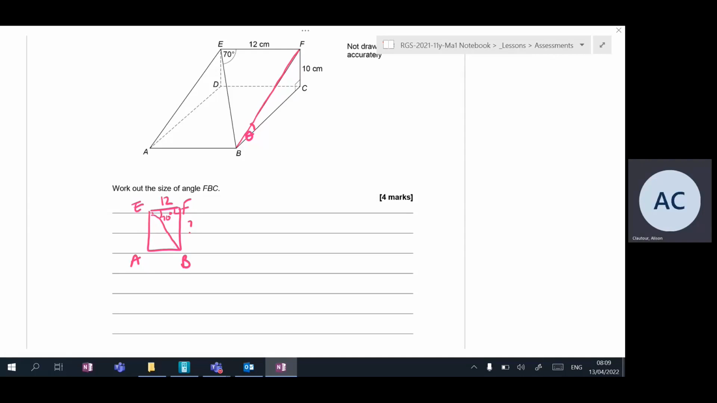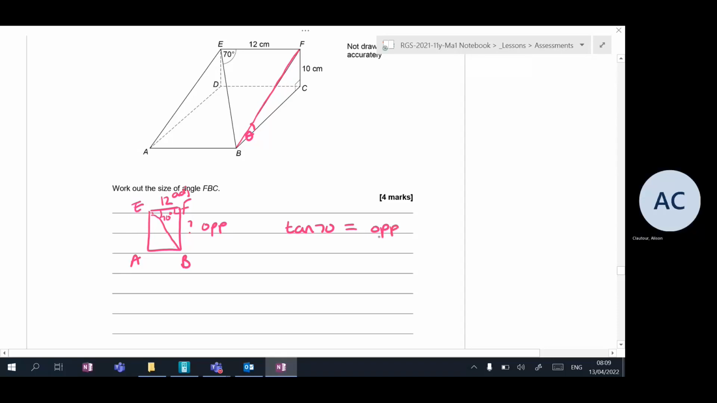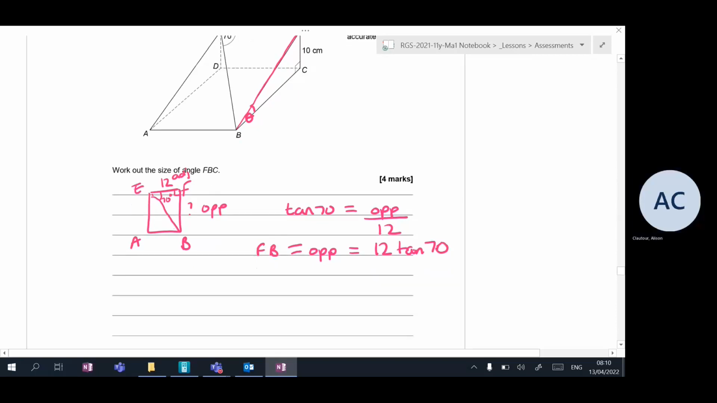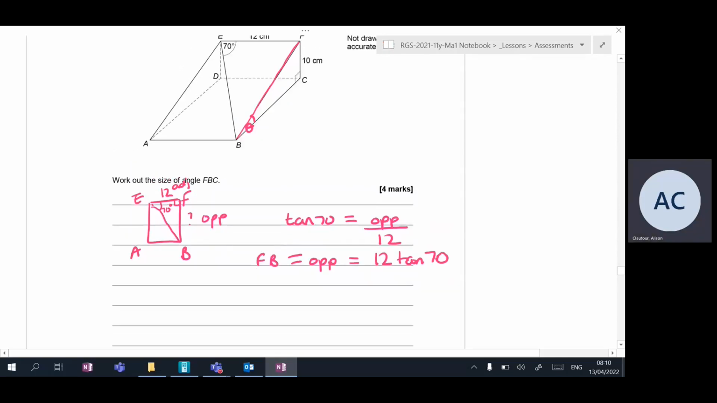Okay, so that is just a right angle triangle. So this is the opposite side, and this is the adjacent side. So therefore, we know that tan 70 is the opposite side over the adjacent side, which is 12. So that opposite side, FB, is 12 tan 70. Okay. So I'm not going to work it out just yet. I'll work it out in a minute.